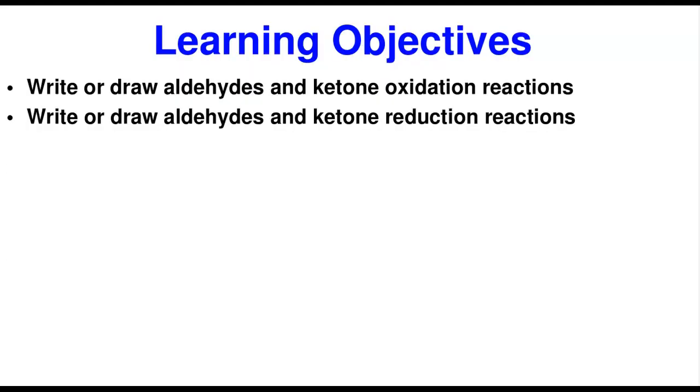Now, the two learning objectives we'll be covering in this lecture are, number one, to write or draw the aldehydes and ketones oxidation reaction. We're going to look at the oxidation reaction of both aldehydes and ketones. And two, we're going to write or draw the aldehydes and ketones reduction reaction. In the second part of this chemical reactions lecture, we'll be talking about hemiacetal formation, but that is not covered in this lecture.